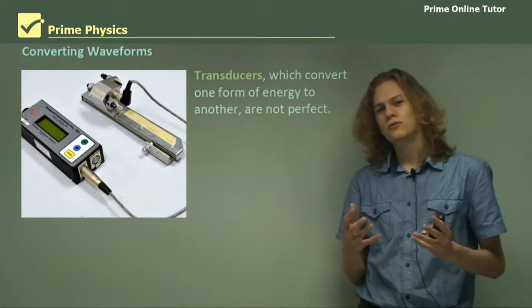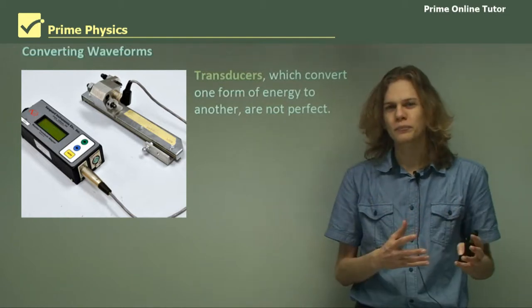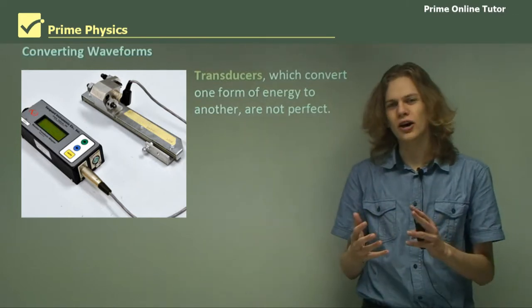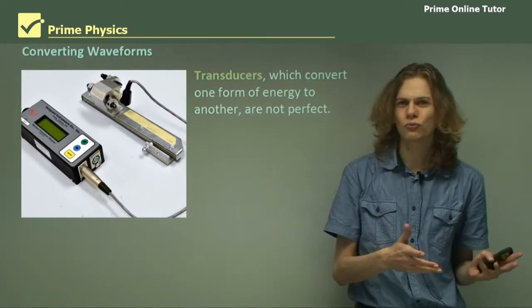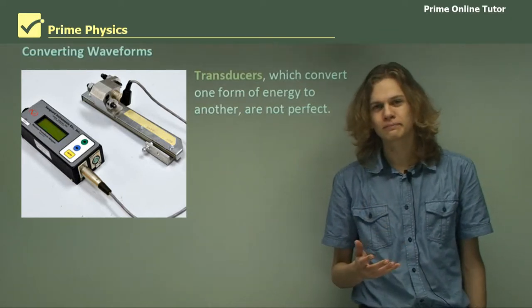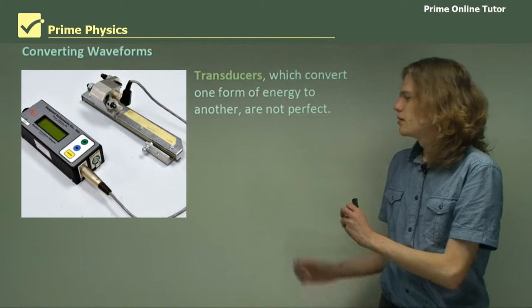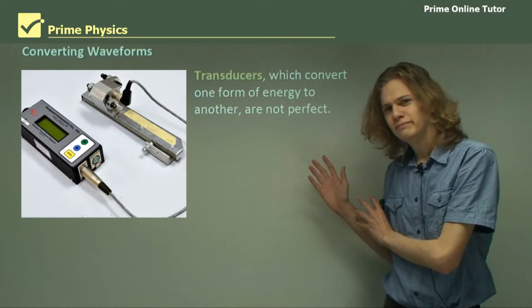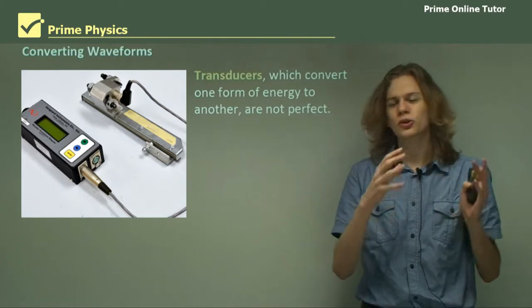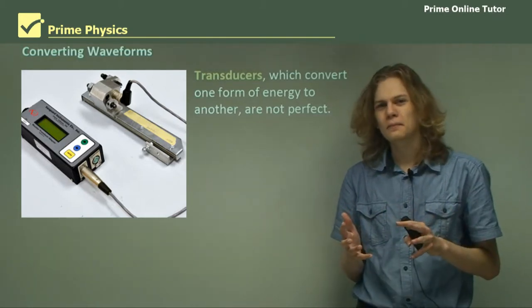Now, the way that we convert one form of energy to another is with a transducer. A transducer is just any sort of device that will turn one wave into another sort of wave, right? Like a microphone or a loudspeaker. The thing is, they're not perfect. There is no way that we can get a completely accurate copy of any sound.